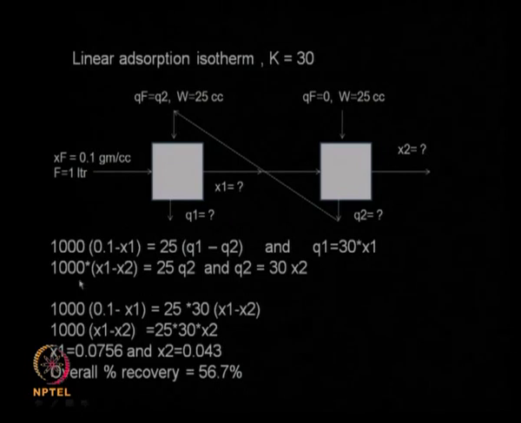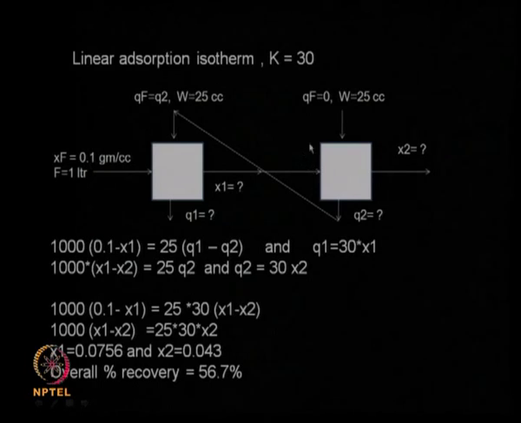Now let us look at the second stage. The concentration of the solute entering through the solution is x1 and what is leaving is x2. So 1000 into x1 minus x2 will be equal to, now here the adsorbent is fresh, right. So there is no solute entering because of the adsorbent. So that is why we add only one term, 25 into Q2, whatever is leaving, and again Q2 equal to 30 x2. So you see again, as I said, the streams that are leaving a stage are in equilibrium. So Q2 is equal to 30 x2.